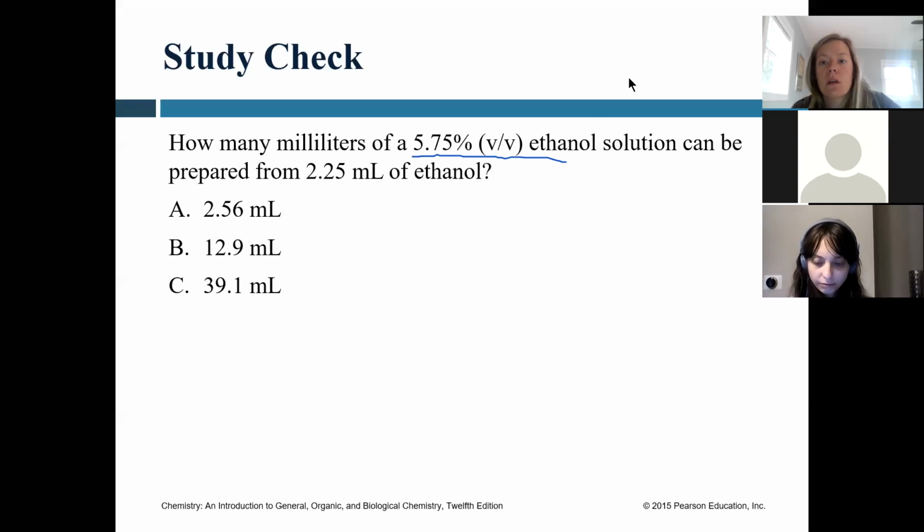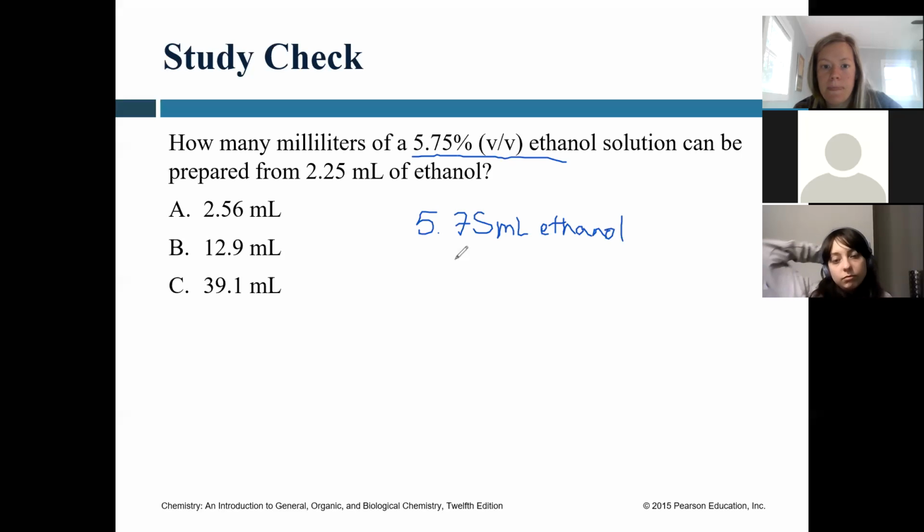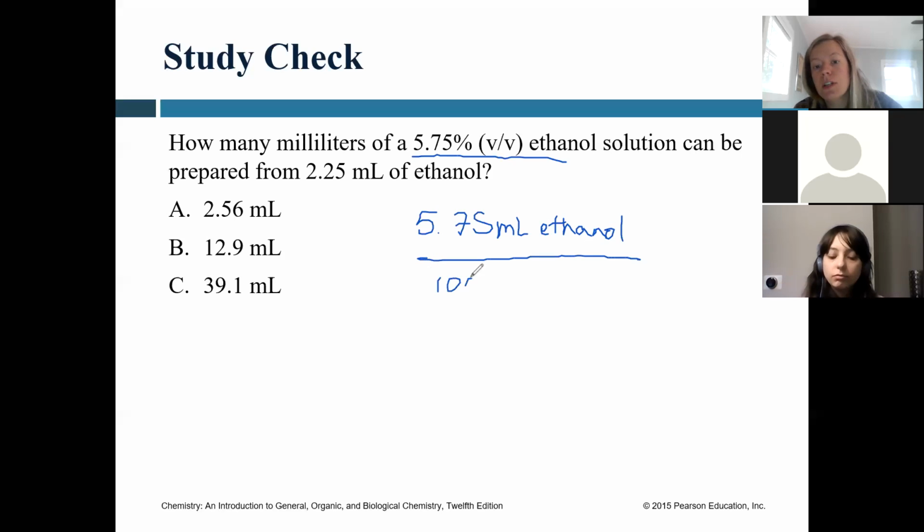Okay, so again, the key thing here is being able to take this and write it as a conversion factor. So if it's 5.75%, that's like saying that I have 5.75 milliliters of ethanol in 100 milliliters of solution.